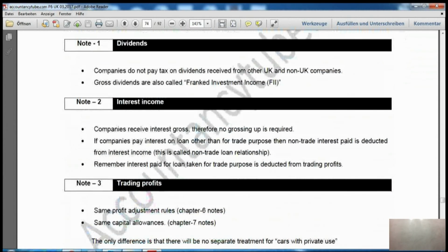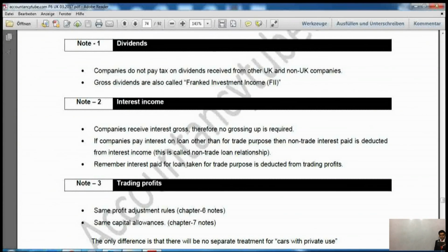Note 1 is a dividend. Now companies, whenever I have a company, say for example, and that company holds shares in another company, then the company will be getting some dividends as well. The companies do not pay tax on the dividends. That's what it says on the notes as well. Companies do not pay tax on the dividends received from other UK or non-UK companies, and gross dividends are also called franked investment income. For taxable purposes of corporation tax, we will call dividend as franked investment income.